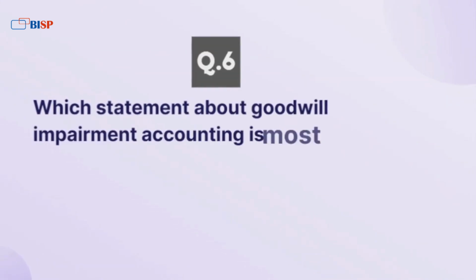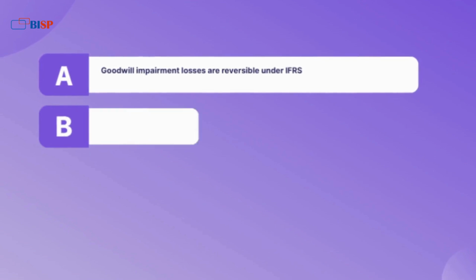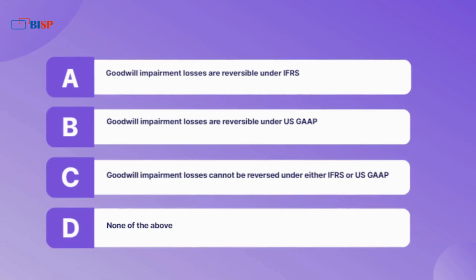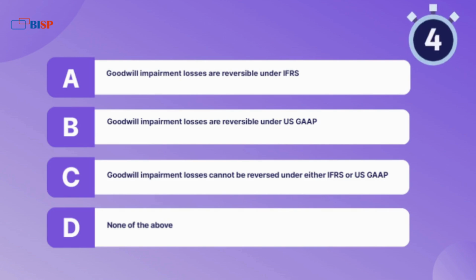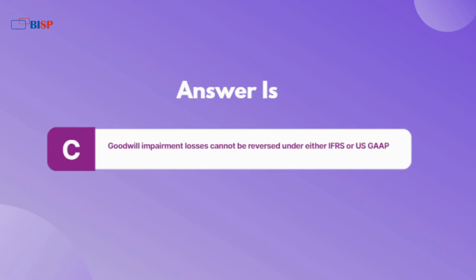Which statement about goodwill impairment accounting is most accurate? A. Goodwill impairment losses are reversible under IFRS. B. Goodwill impairment losses are reversible under US GAAP. C. Goodwill impairment losses cannot be reversed under either IFRS or US GAAP. D. None of the above. Answer is C. Goodwill impairment losses cannot be reversed under either IFRS or US GAAP.